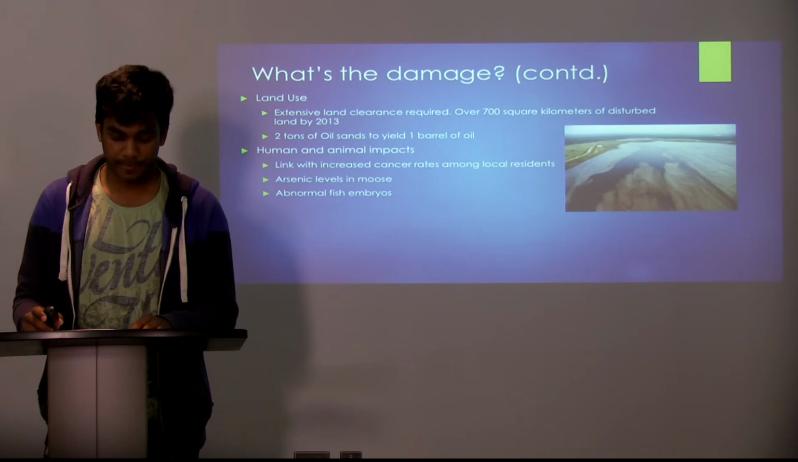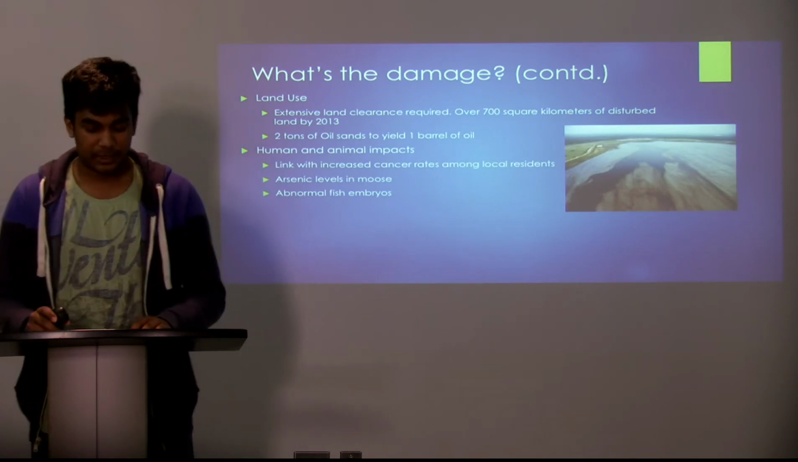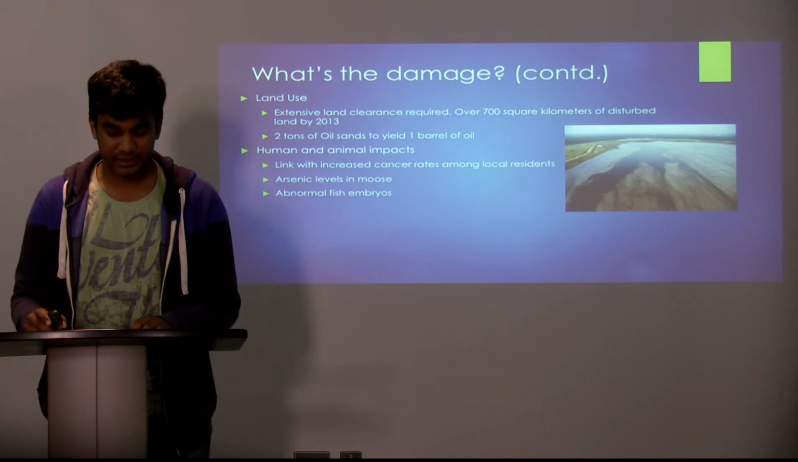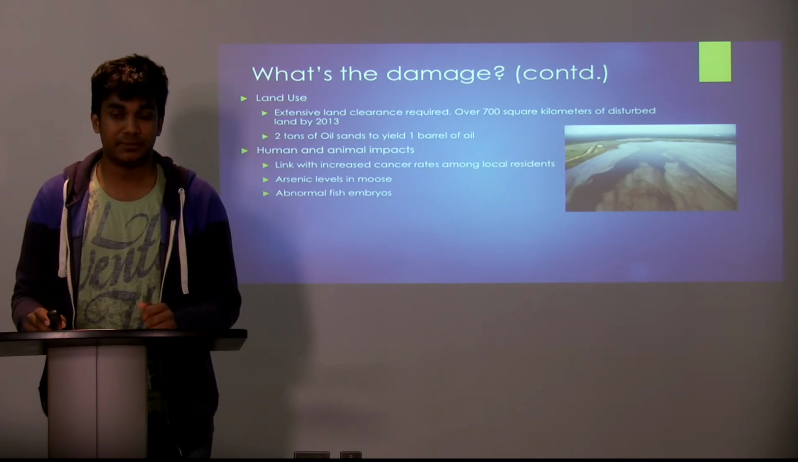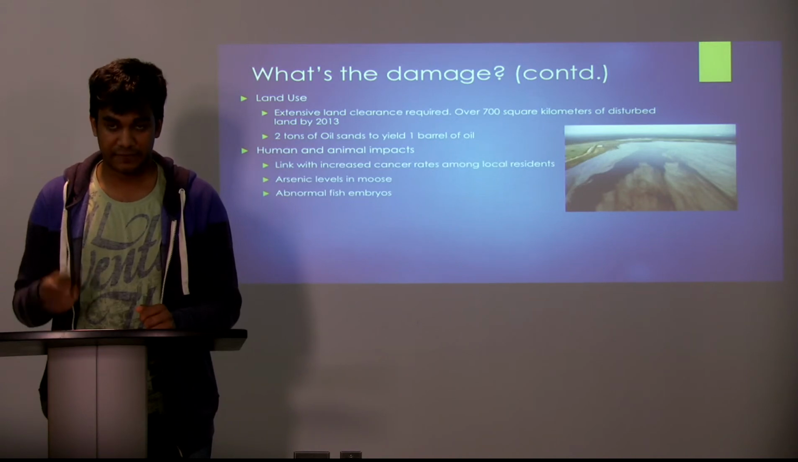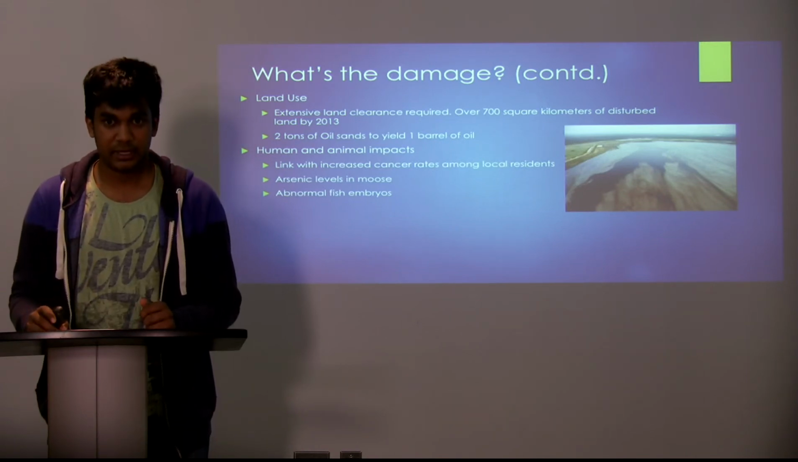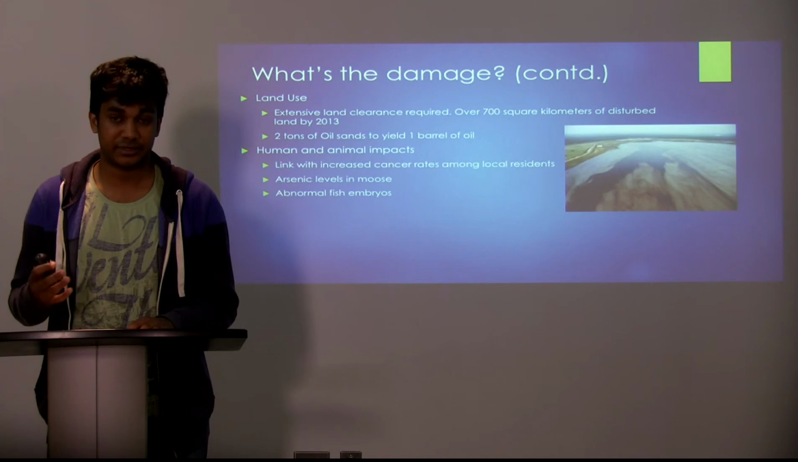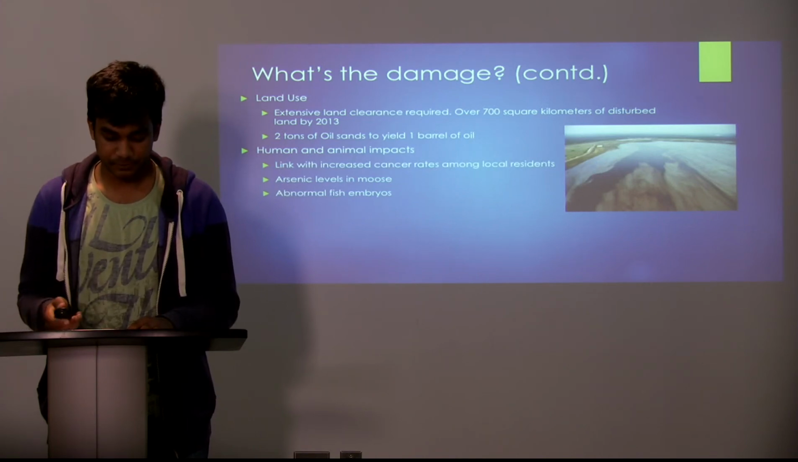1 barrel of oil. Now, moving on to the animal impacts, there has been a noticed increase in cancer rates among local residents. Studies are being conducted to see how closely these two factors are linked. It's also noticed that local wildlife, especially moose, have been observed to have an increased level of arsenic in their system, as well as fish, which have been observed to have an increased level of mercury in their systems.